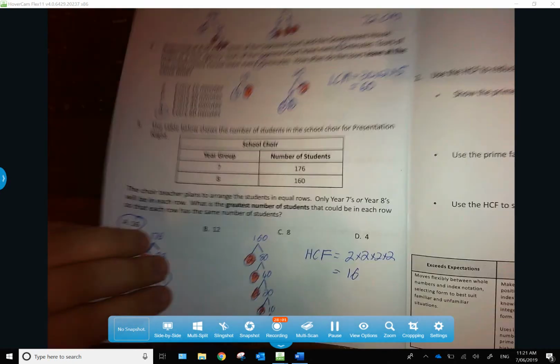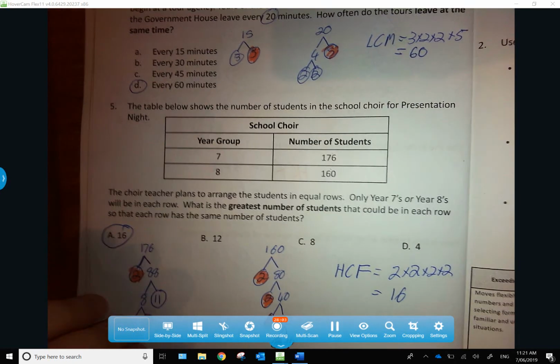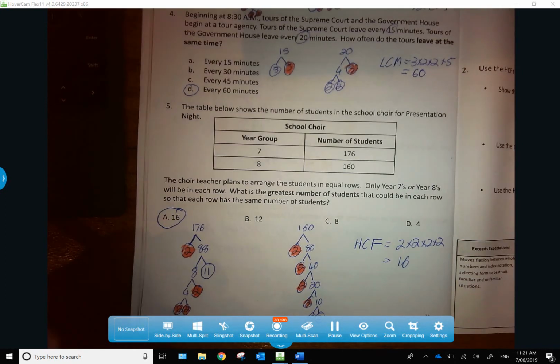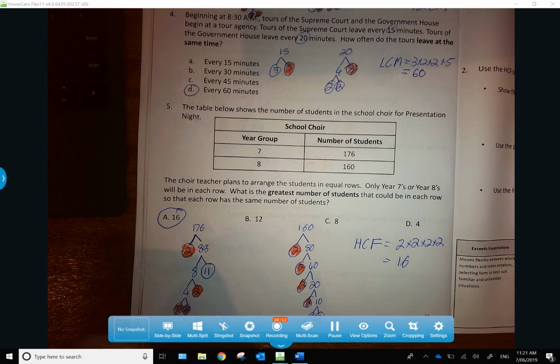There we go, girls. That is the highest common factor and the lowest common multiple. If you go on to Jack Plus, there is an assignment for you for homework. I suggest that you get started with that. Thank you.